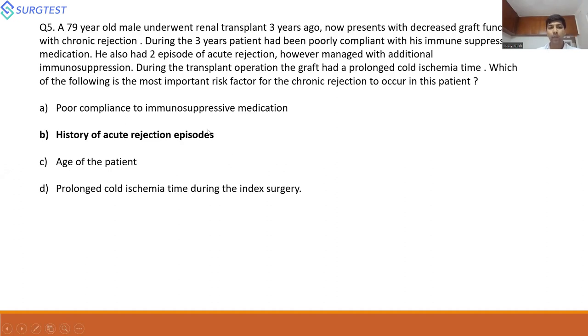This is followed by cold ischemia time, which is followed by other things like poor compliance to immunosuppressive medications, CMV, rejection reactions, and so on and so forth. But first and second are history of acute rejection episodes followed by cold ischemia time during the index surgery. These are two very important things. All of these are risk factors. The most important is B.